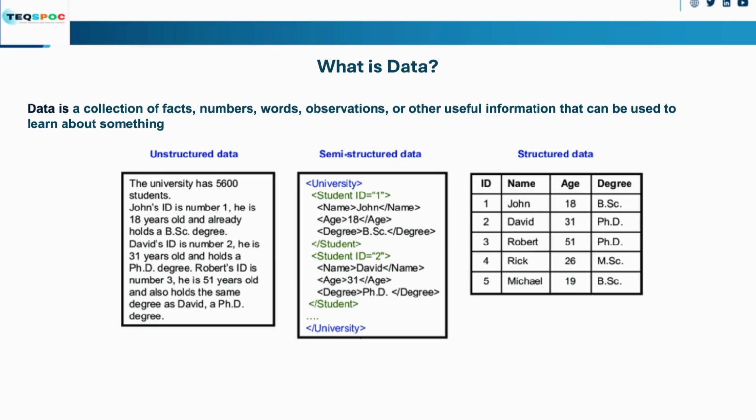Now coming to the second one, that is the semi-structured data. You can see some tags over there like university, student ID, name, age, degree. So you get an idea. There are some attributes present, but not in the most visually representative way. But if you look at the third one, that is the structured data, you can see it's tabular format data which has the columns that we require like ID, name, age, degree, and for each and every column, there is a specific set of values.